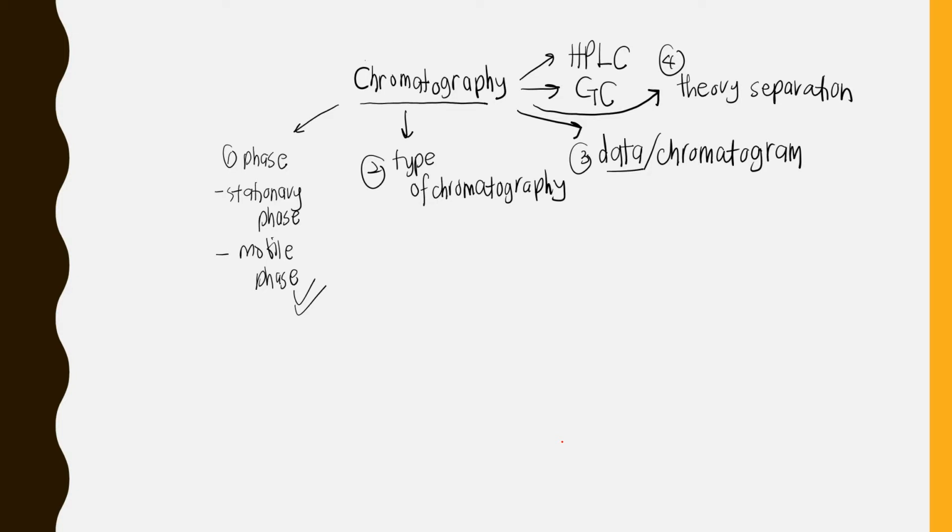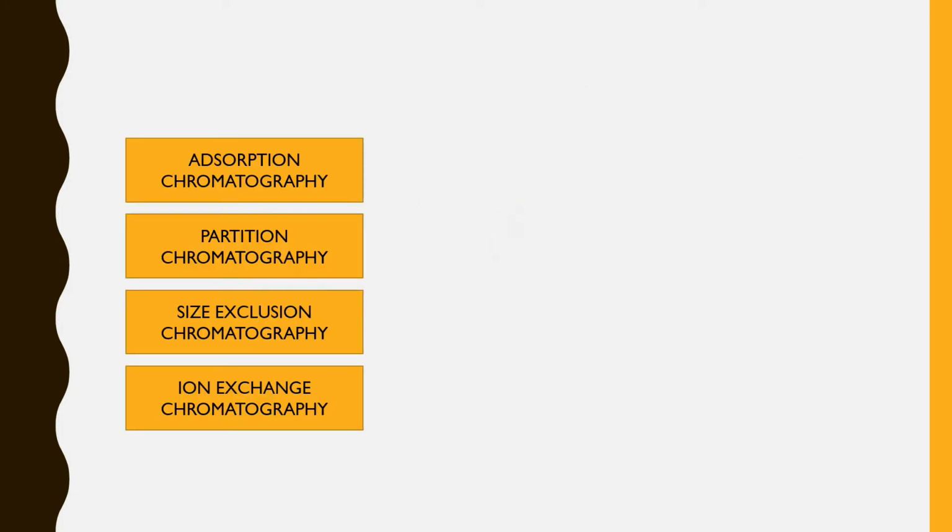We are still in the introduction to chromatography. So in this video, I'll be more focused on the types of chromatography. Basically, there are a few types that you have to go through in detail. The first one is adsorption, and then we have partition, size exclusion, and ion exchange.